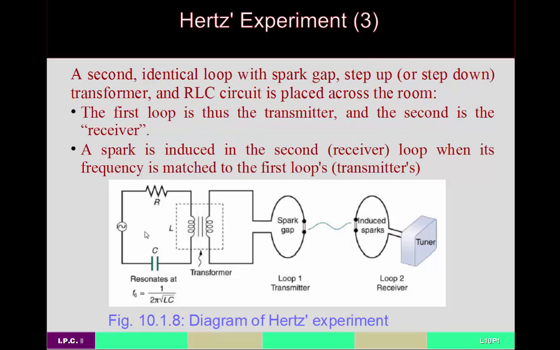What he observed is that a spark could be induced in this second loop when its frequency is matched to the first loop's frequency. The tuner frequency is matched to the transmitter frequency by having 1 over root LC equal for this one as for this one. Note that there's no AC source attached to this one. It's just an RLC circuit with no voltage source. This one has an AC source in it, so this one's driven, and this one is not.